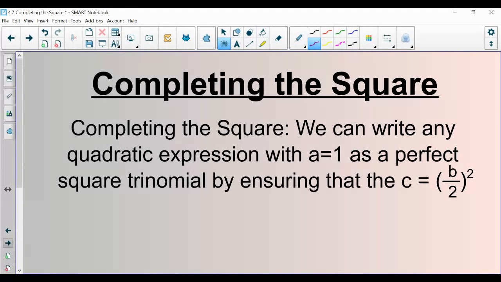Here's the idea behind completing the square. We can write any quadratic expression as long as the a term is 1. Completing the square only works if the a term is 1. If the a term is not 1, you're going to have to use a different method. You can write any quadratic expression, as long as a is 1, as a perfect square trinomial.